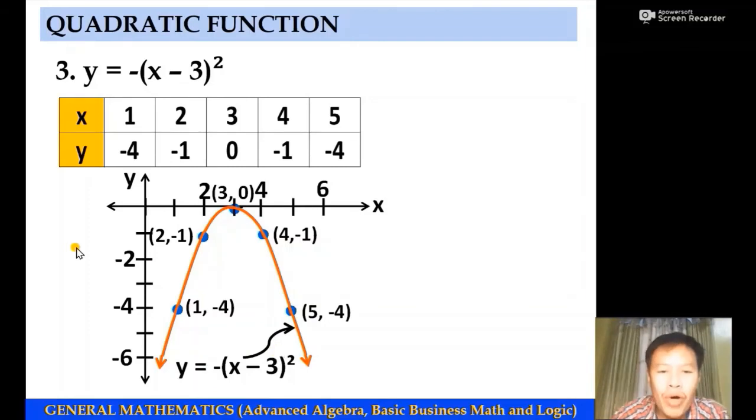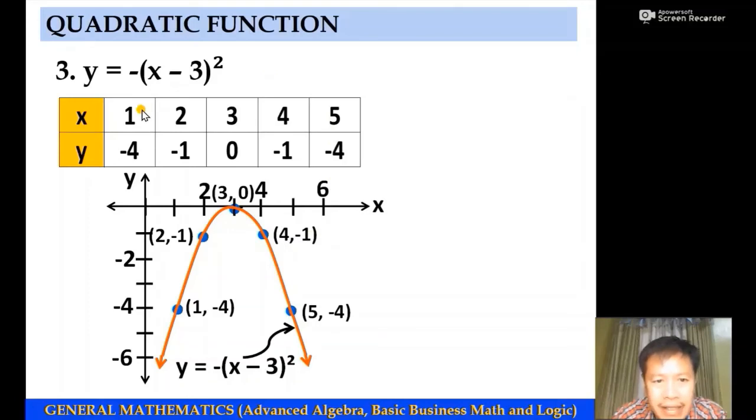Then we are going to plot the points. 3. 1, 2, 3. Do not move upward nor downward because your y is 0. And if x is equal to 2, y is negative 1. 1, 2, then negative 1. This is it. The coordinates are 2 and negative 1. If x is equal to 4, y is negative 1. 1, 2, 3, 4. Then move downward and this is it. The coordinates are 4 and negative 1.